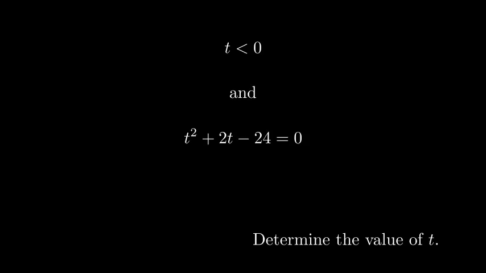So this equation can be factored as (t plus 6) times (t minus 4). So either t plus 6 is equal to 0 or t minus 4 is equal to 0. That means that either t is equal to minus 6 or that t is equal to 4. But since we're assuming that t is less than 0, that only leaves us with the t equals minus 6 possibility. And that's our final answer.